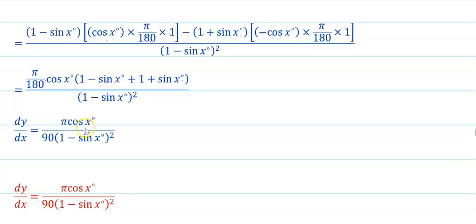And overall, what about here? 1 plus 1 is 2. So 2 pi upon 180 cos of x degree upon 1 minus sin of x degree, bracket square. 2 pi upon 180 means you will get pi upon 90, into cos of x degree upon 1 minus sin of x degree, bracket square, and hence the answer.